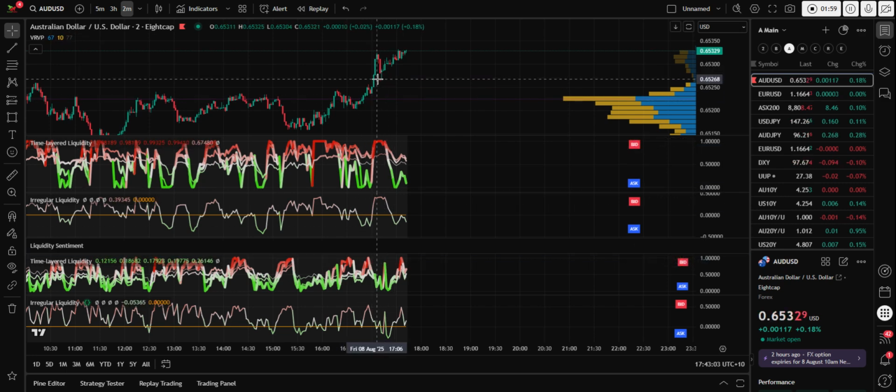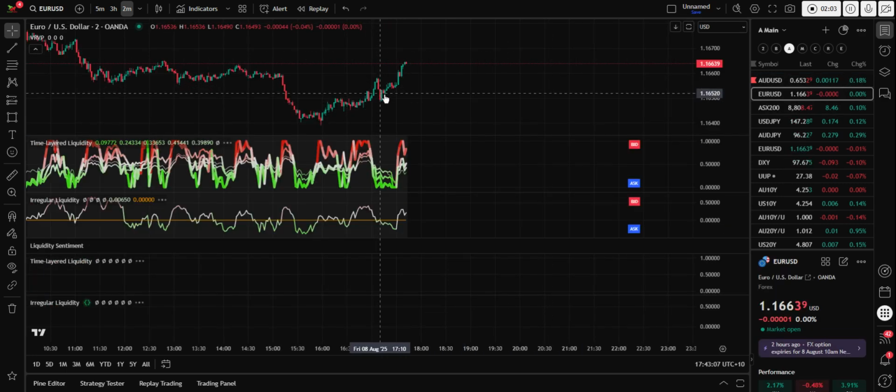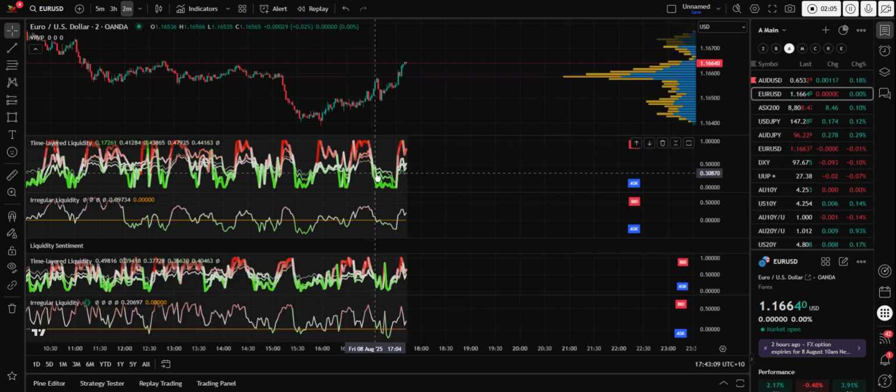We didn't necessarily see that in the other pairs. The other pairs haven't been anywhere near as strong. And so you can see it's a very different field of trades between the different pairs. They all have different rates and different carry trades.